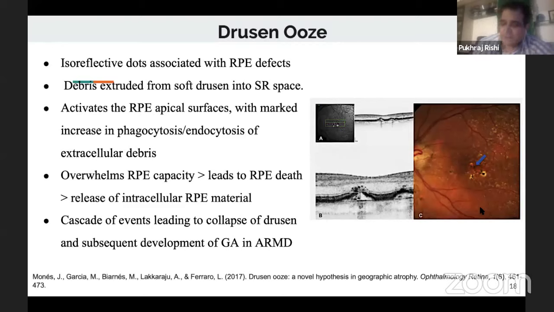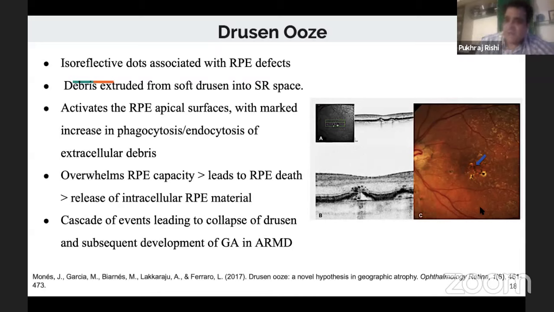This cascade of events leads to the collapse of drusen and subsequent geographic atrophy. So this is called Drusen Ooze. This is not a part of neovascular AMD, but a process of dry AMD leading to geographic atrophy.